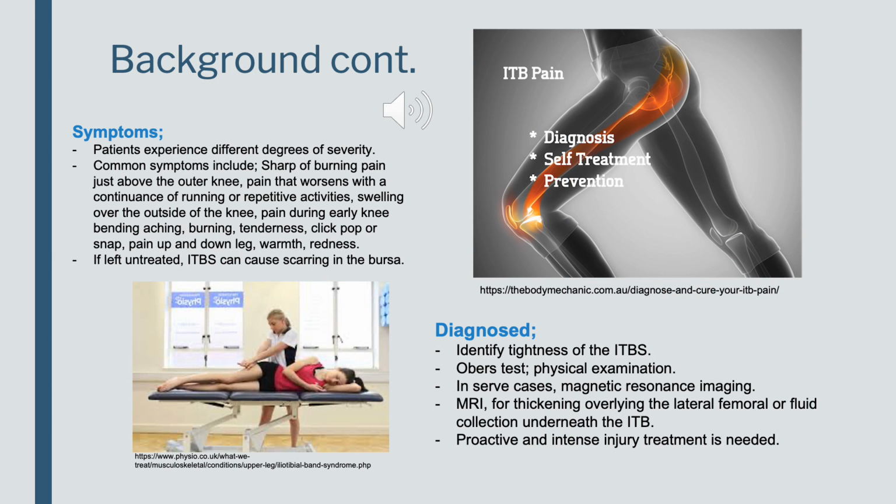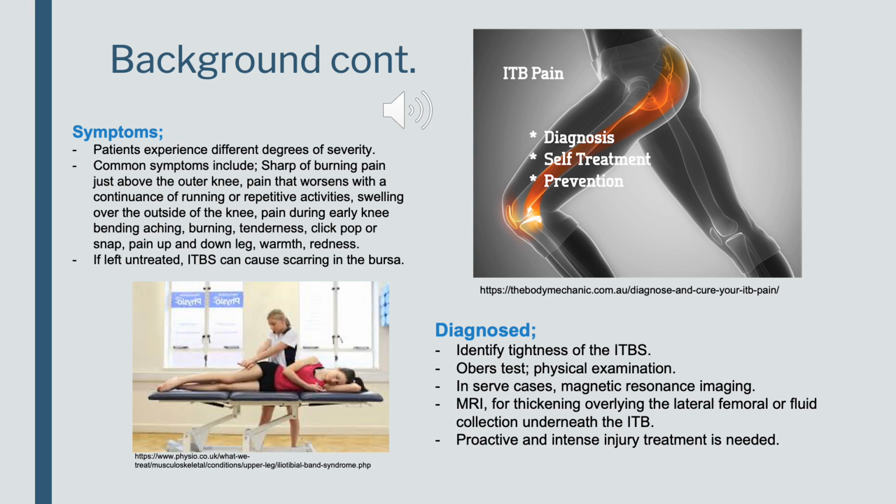Once diagnosed with iliotibial band syndrome, many patients experience different degrees of severity. Most of the common symptoms include sharp or burning pain just above the outer knee, pain that worsens with continuous running or repetitive activities, swelling over the outside of the knee, and pain during knee bending. Aching, burning, tenderness, a click, pop or snap, pain up and down the leg, warmth, redness, and if untreated, IT band syndrome can cause scarring in the bursa.